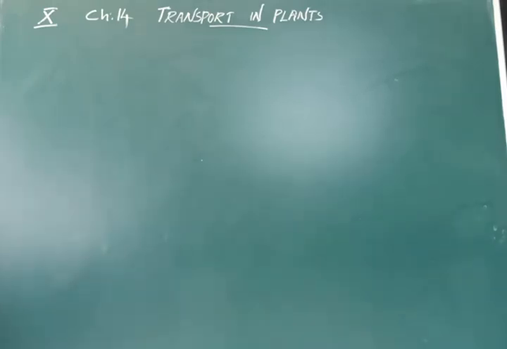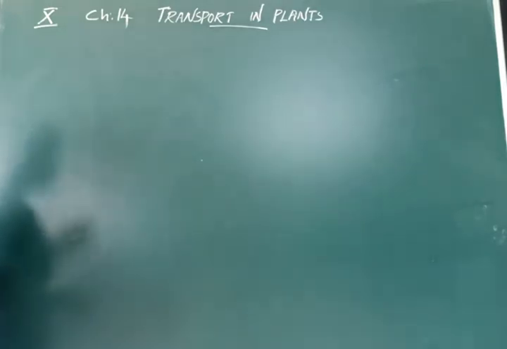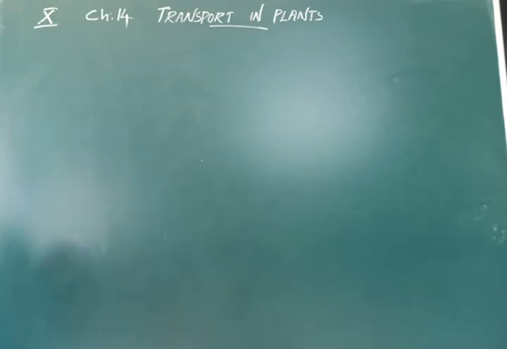Welcome students. So today we are moving to a new chapter, chapter 14, transport in plants. We know that when we have food, that food reaches different parts of our body. Like that, in plants also, food, water and other minerals should reach different parts of the plant body. So how are these food, minerals and water reached to different parts of the plant body?